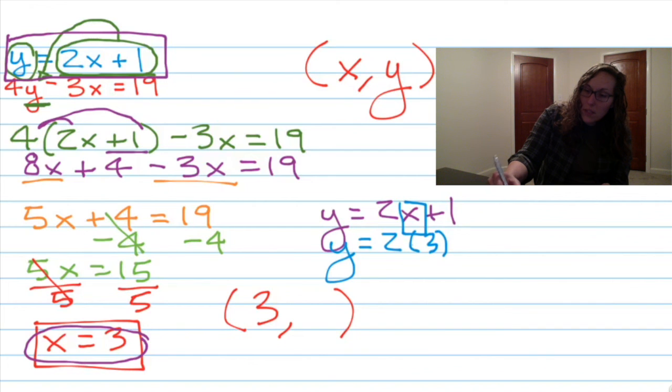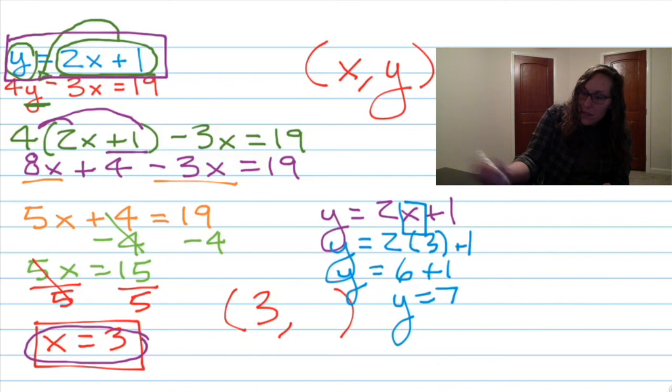So substitute 3 in for x, next to the 2, which tells us that we are going to multiply. So y equals 6. Then we have to add that 1. And we get y equals 7.